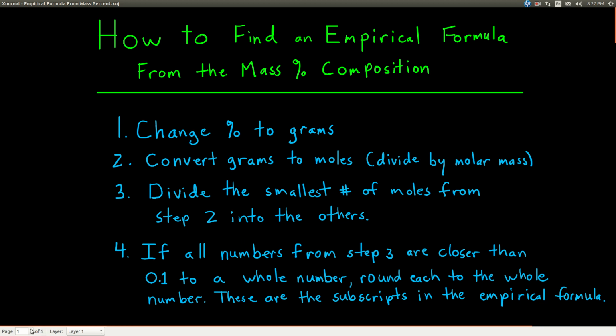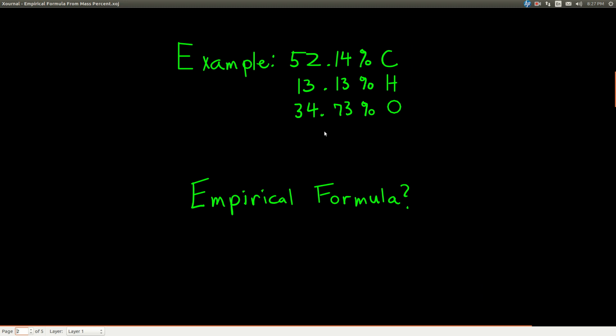So let's do a little example. Let's suppose we're told that we have a compound that is 52.14% carbon by mass, 13.13% hydrogen by mass, and 34.73% oxygen by mass. What's its empirical formula? Okay, so hopefully you wrote down those steps and just follow through as we do them.